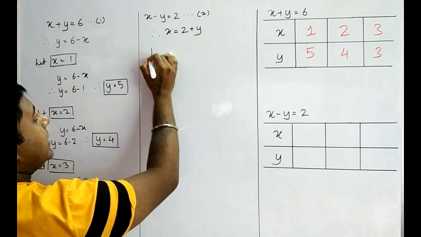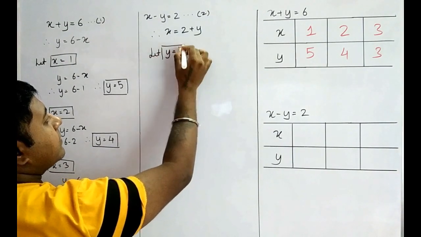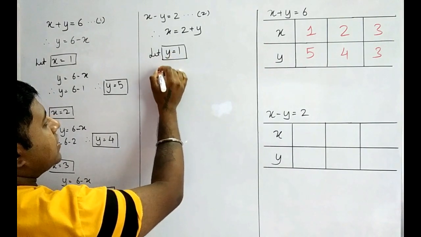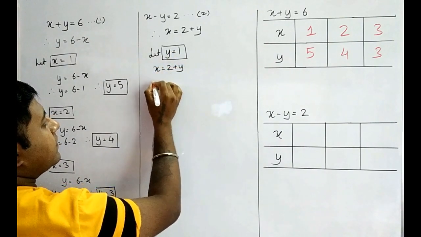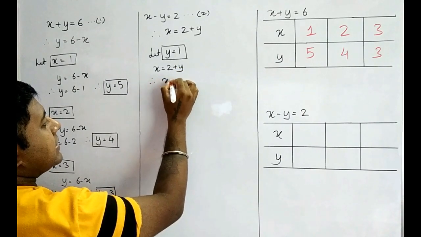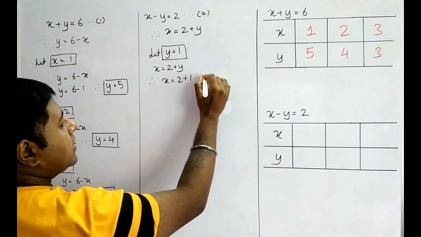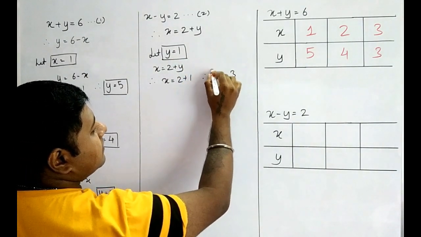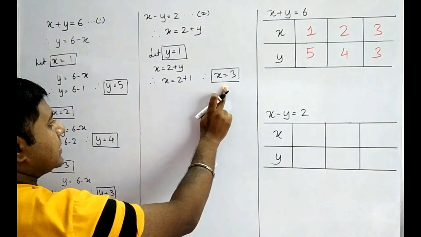So I'll say let y is equal to 1. So for y is equal to 1, what will be the value of x? We'll use the equation x is equal to 2 plus y. Therefore, x is equal to 2 plus the value of y, which is 1. Therefore, x is equal to 3. So, for y is equal to 1, we got x as 3.